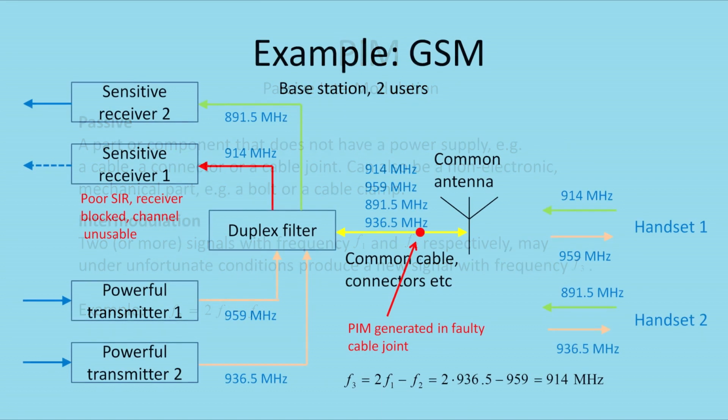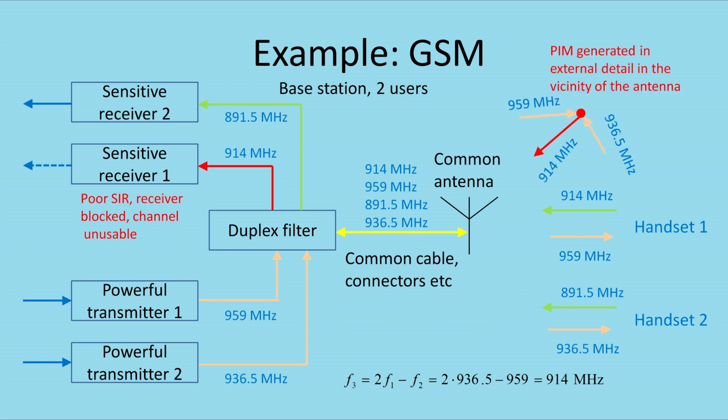Assume we have an issue in the cable joint in our base station. Unfortunately, the faulty part generates a new signal with frequency F3, which equals 2 times F1 minus F2. The two strong signals in the downlinks have frequencies 936.5 and 959 MHz. Unfortunately, these two signals will produce a new signal with frequency 914 MHz, which happens to be the same frequency as the uplink of user 1. There is reason to believe that the new signal will interfere severely and the uplink of user 1 will be blocked, meaning that the link is dropped.